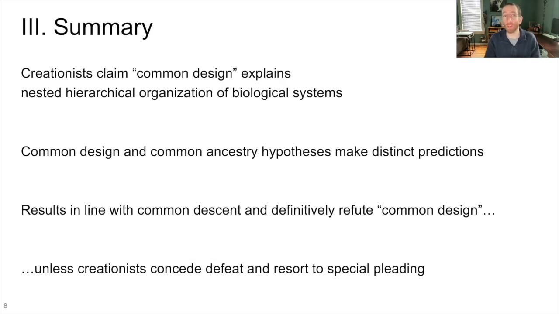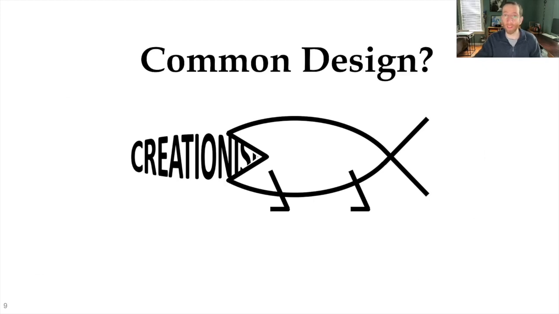So in summary, creationists claim that common design explains the nested hierarchical organization of biological systems. But conveniently, common design and common ancestry hypotheses make distinct predictions. And we can test those predictions, which has been done, and the results are in line with common descent and definitively refute common design. That is, of course, unless creationists want to concede defeat and resort to special pleading, but in doing so, they make their argument non-scientific. So, common design as an explanation for the structure of biological diversity, that is a creation myth.